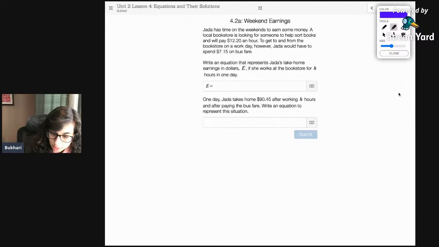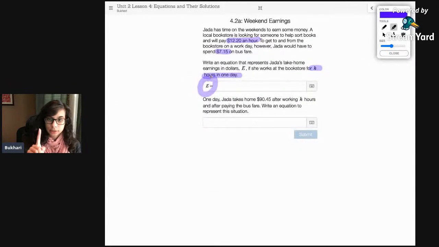All right, let's break this down like we did last time. Local bookstore is looking to help someone sort books, $12.20 an hour. To get to and from the bookstore on a workday, Jada will have to spend $7.15 on bus fare. Okay. 2 important things to look for. Write an equation that represents Jada's take-home earnings, E, right? This is my E. If she works at the bookstore for 8 hours in a single day, 1 single day.